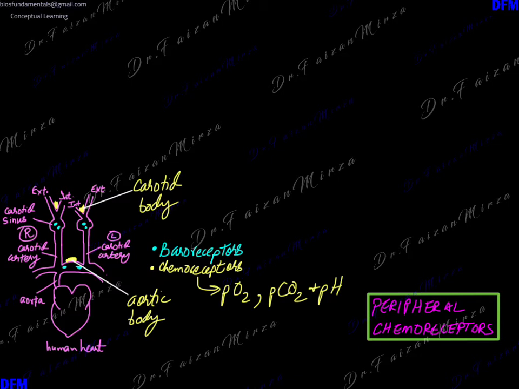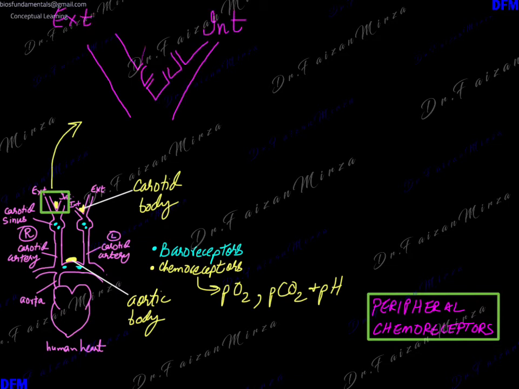PO2, which is how much oxygen is there, how much carbon dioxide is there, and what's the pH, they all are monitored by these chemoreceptors. The chemoreceptors are in the carotid body and the aortic body, as already described. So if we magnify this region, how exactly the carotid body is working with, you can say, the baroreceptors.